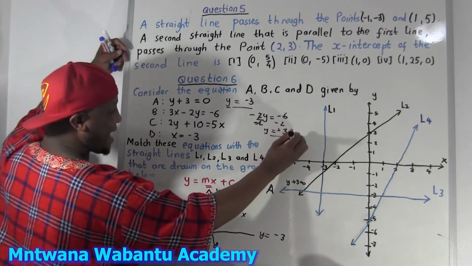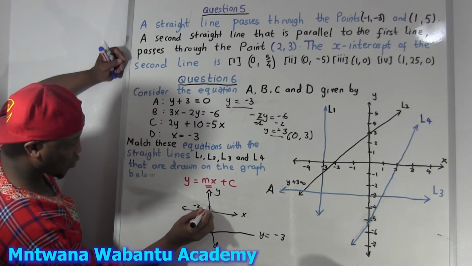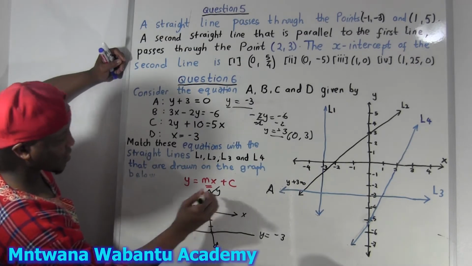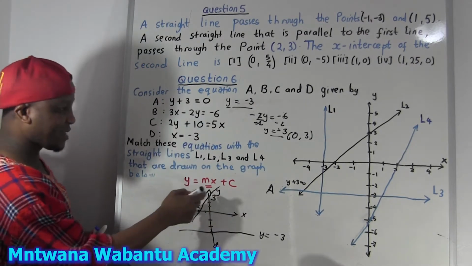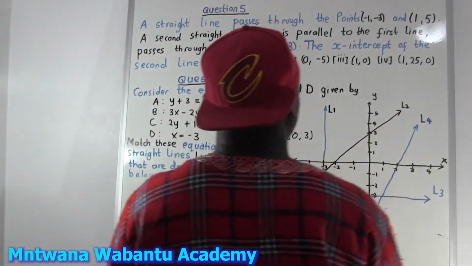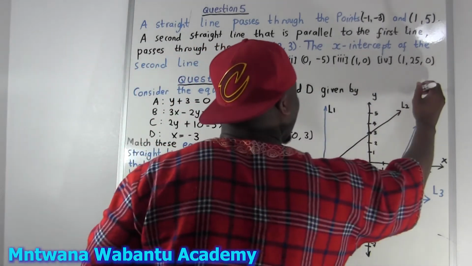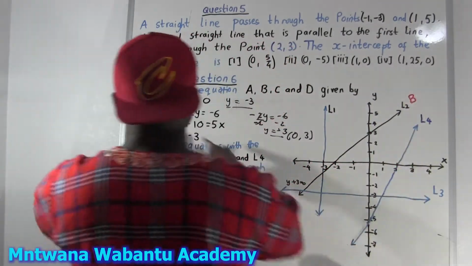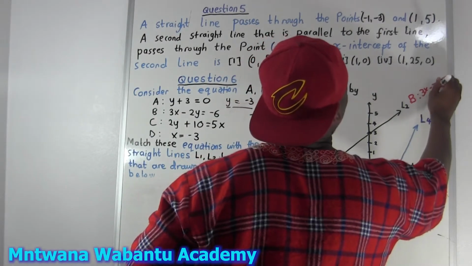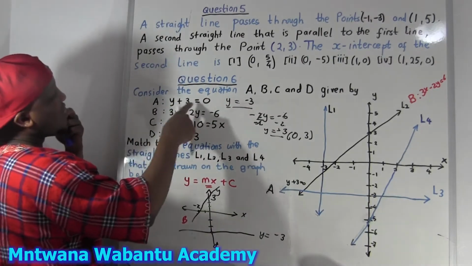So when x equal to 0, y equal to 3. 1, 2, 3. So it's going to cut here at 3, and the x-intercept is at negative 2. This is B. This is equation B, 3x minus 2y equal to 6. And the first one is A.